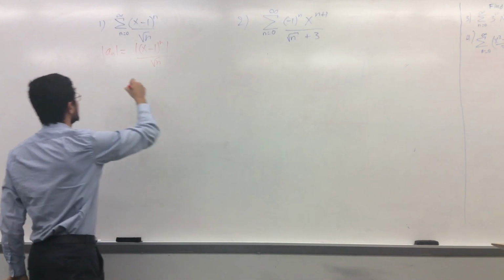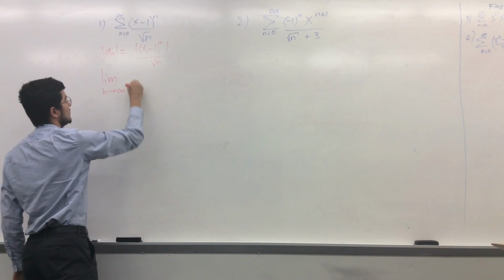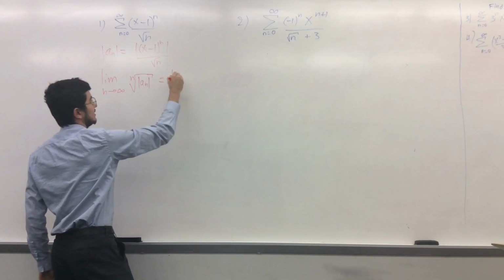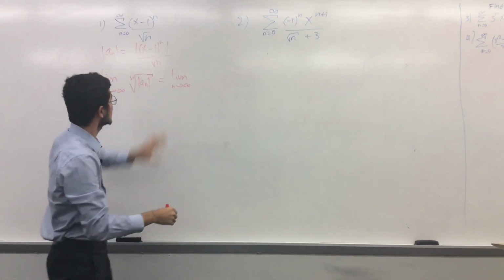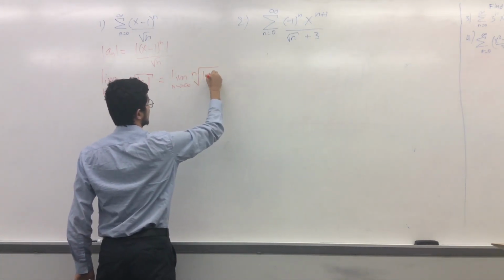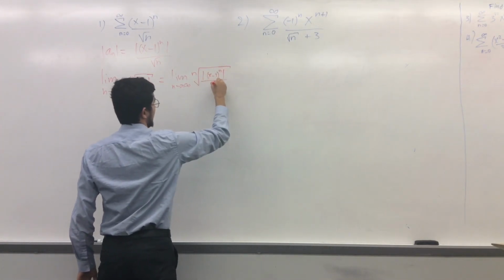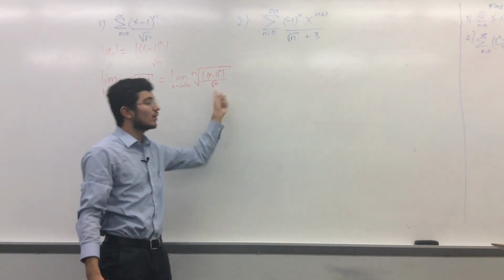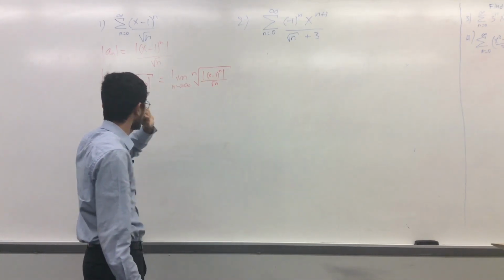So for the root test, we're going to take the limit as n approaches infinity of the nth root of the absolute value of a of n, which will be the limit as n approaches infinity of the nth root of this expression. So that will be the nth root of absolute value of x minus 1 to the n, divided by root n. Now, it's recommendable that you write the bottom power as 1/2, instead of just leaving it as a square root. And you will see why.